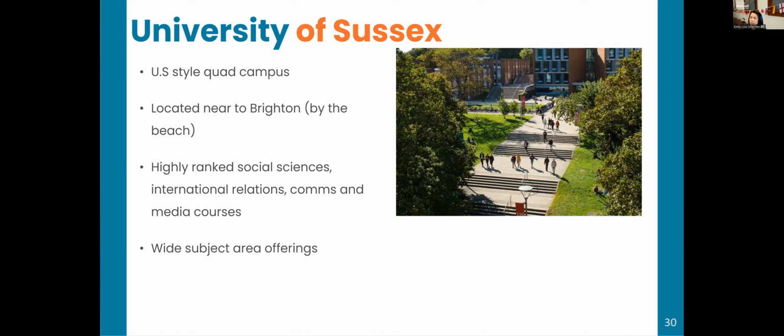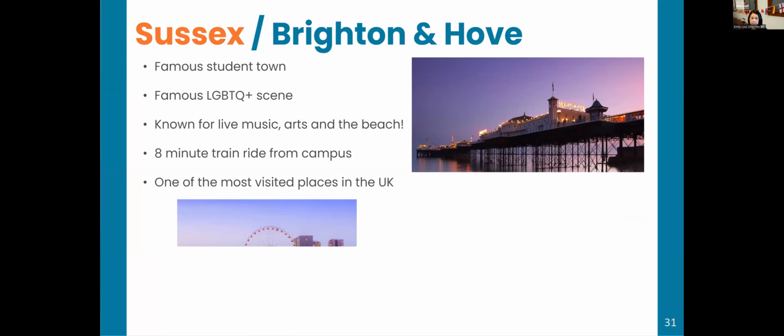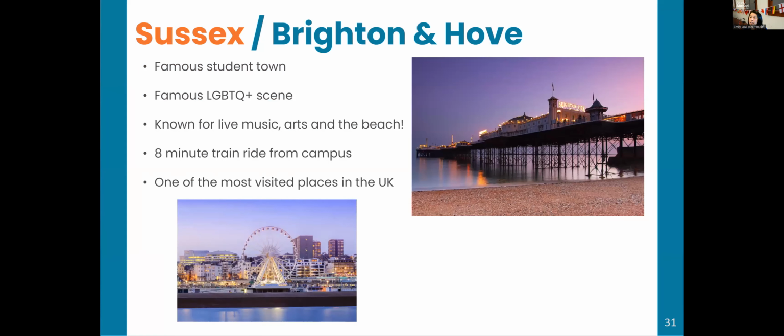And they do have a US style quad, which UCSD doesn't even really have. But it does have that college feel. And there's a lot of different courses that you could take. This is another one of those very friendly to LGBTQ students and the community. So keep that in mind. It's a very famous student town. So they're known for their university, and a lot of people visit there just because it's a lovely place to be.